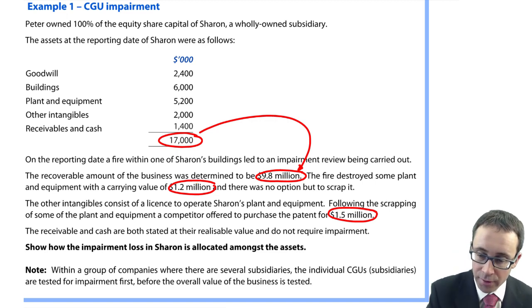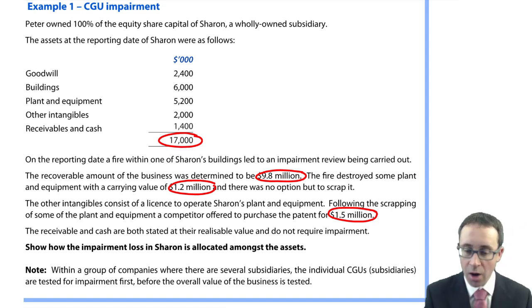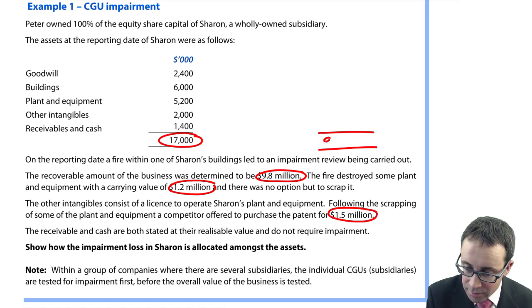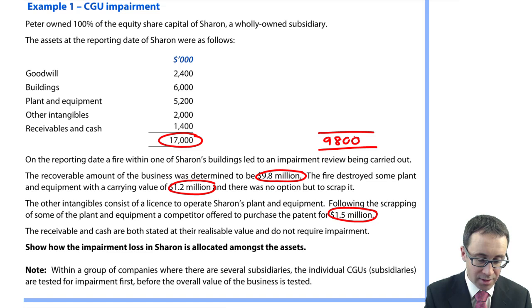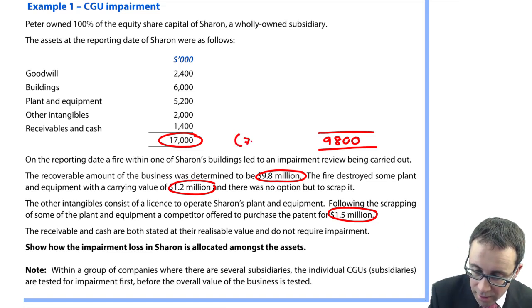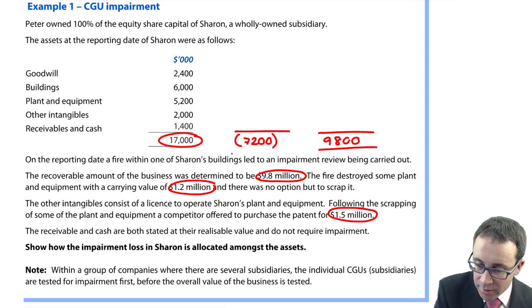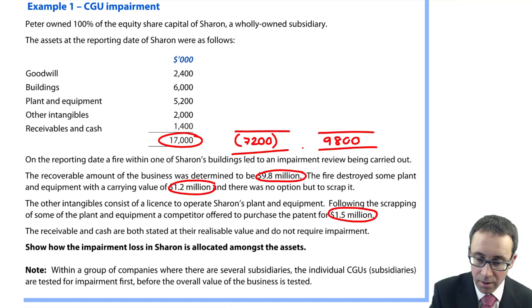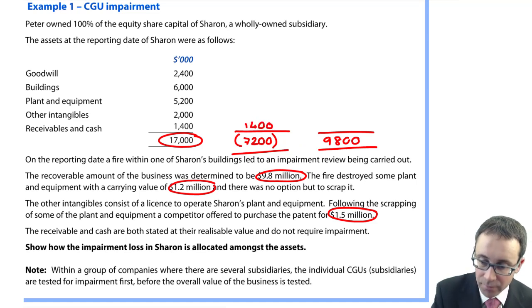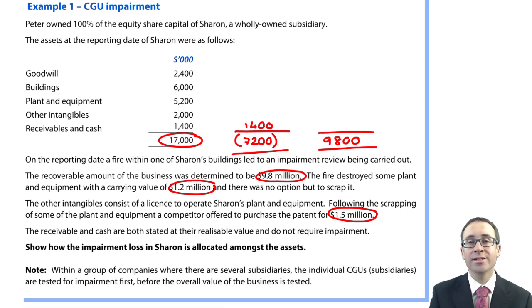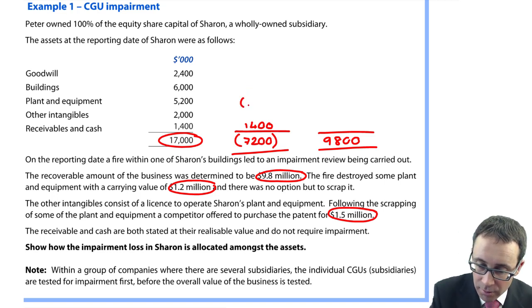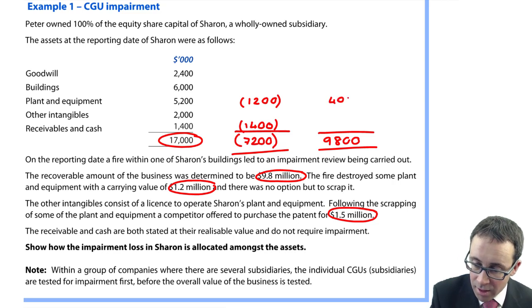Okay. So what we need to do, if I can remove that to give myself a bit of space, is impair the asset down to the 9,800. 17,000 less 9,800 gives me 7,200, doesn't it? What I need to do there is allocate that impairment across those assets. Well, the receivables and cash, we were told they do not require any impairment, so we're happy there. But first of all we need to allocate it to specific assets. So the specific asset there is going to be the plant and equipment that was destroyed, so some plant and equipment of 1,200 was destroyed. So that gives me the 4 million.